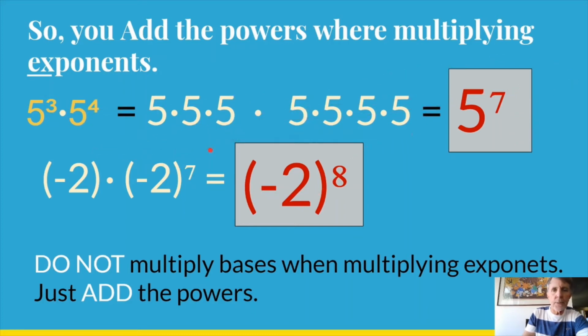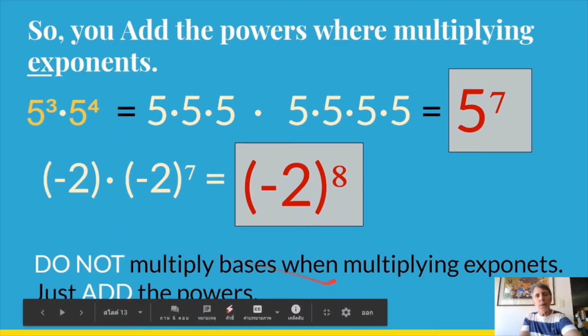I expanded it here, but as you get better, you don't really need to expand it. You just say, oh, that's 3 plus 4. And so negative 2 times negative 2 to the 7th. Remember, we have an invisible 1 here. So we have 1 plus 7 is 8. A lot of people would say, oh, this is negative 2 to the 7th. No, there's 1 negative 2 here, and there's 7 here. That's negative 2 to the 8th.